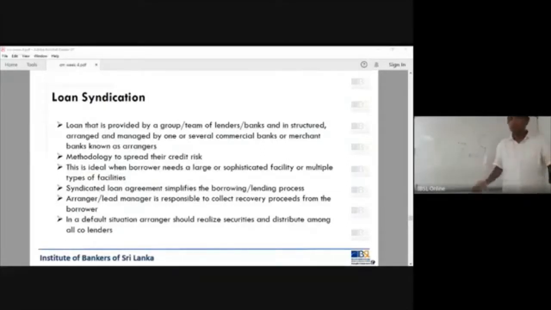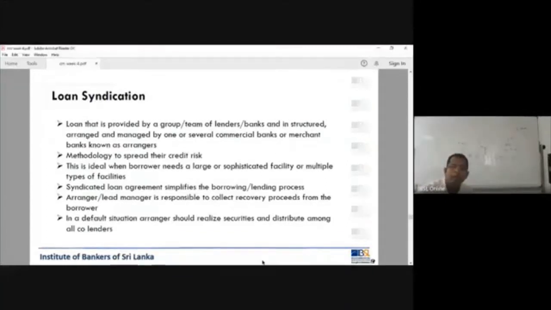So loan syndication is several banks coming together to finance one project. Individually, these banks are not going behind them. He is the only dealing person with the customer. There will be only one offer letter. All the banks and the dealer, customer will sign. Right? That is a loan syndication.